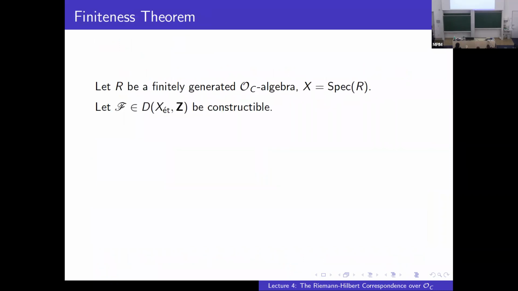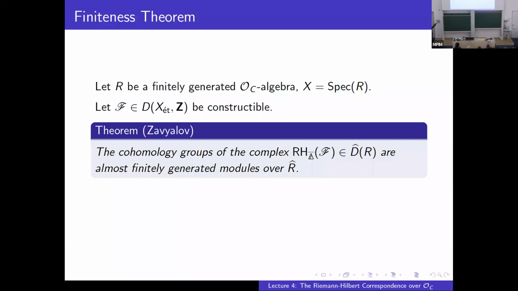And that finiteness condition is satisfied for the sheaves that we're interested in. So let's take some constructible complex of sheaves on X. And the theorem of Zavyalov is that if you apply this Riemann-Hilbert construction, you produce a complex of R modules, and all the cohomology of that complex are almost finitely generated in the sense of the previous definition.